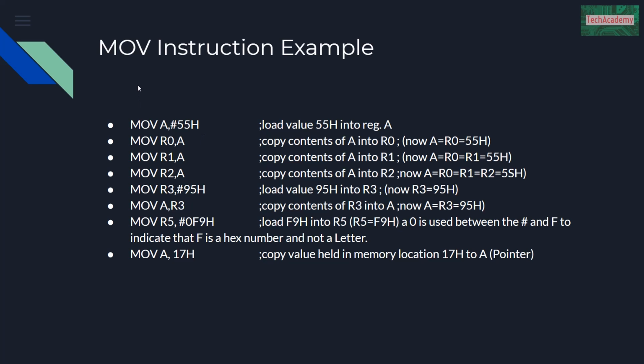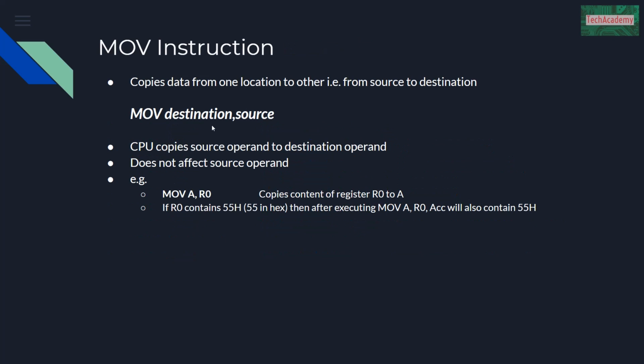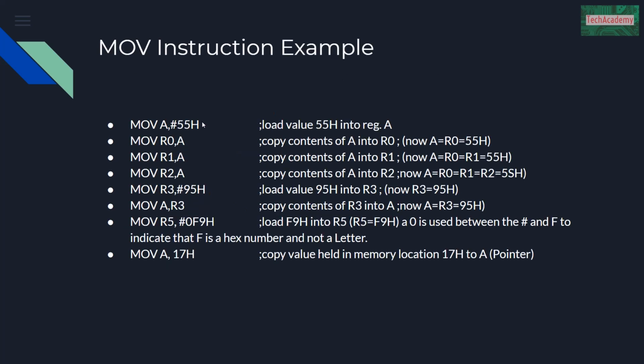And let's see different examples of these move instructions. The first example tells us we can load the value of 55 hex into register A. As we saw in the syntax, we can move data from source to destination. Here the instruction is written as MOV A comma hash 55H.